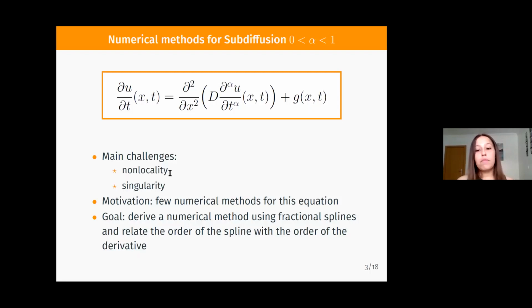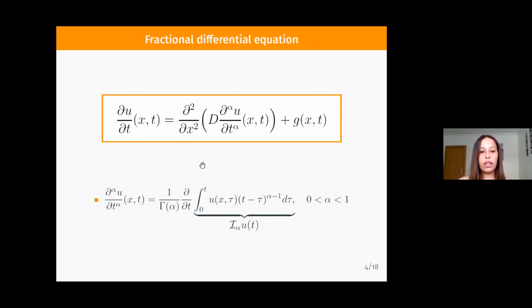There are a few numerical methods for this type of equation, and we wanted to derive one that uses fractional splines and maybe relates the order of the spline with the order of the derivative. So, as I showed you before, this is our fractional operator, and we have here an integral. Here is presented the non-locality of the integral, and here is the singular kernel. And we want to deal with this integral using splines.